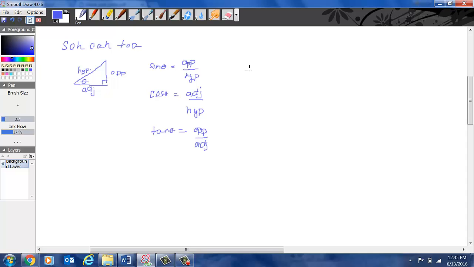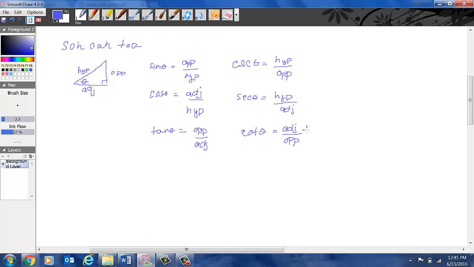There are three reciprocal functions. So the reciprocal function for sine is cosecant. So cosecant theta is then, again, we just flip, hypotenuse over opposite. Secant theta, hypotenuse over adjacent, and cotangent theta as adjacent over opposite.